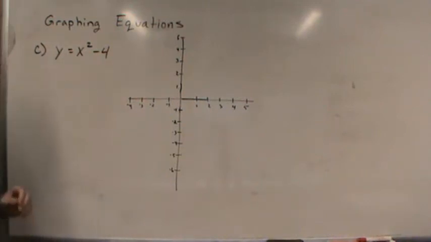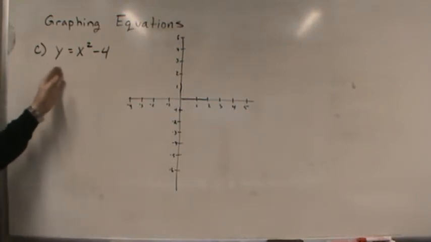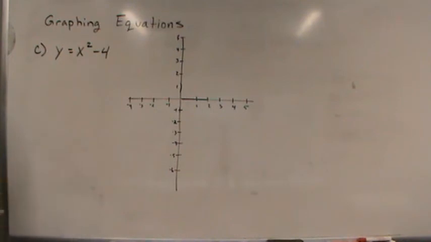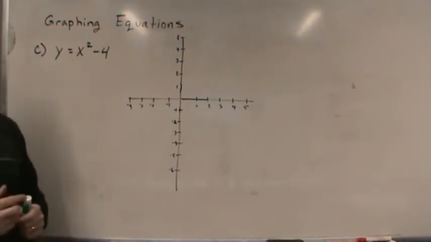So here's another example of graphing an equation. So this here is a quadratic. So we have a quadratic equation with two variables. And so this is going to end up being a parabola. Okay, so what we need to do, again, is follow those 4 steps.